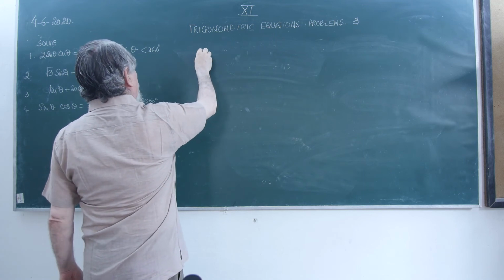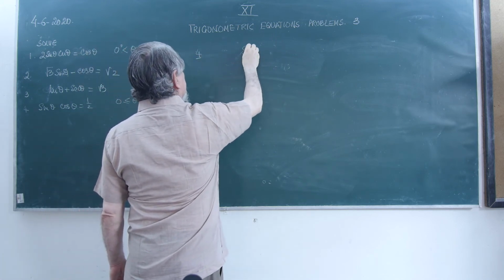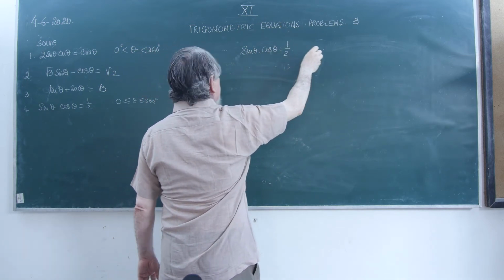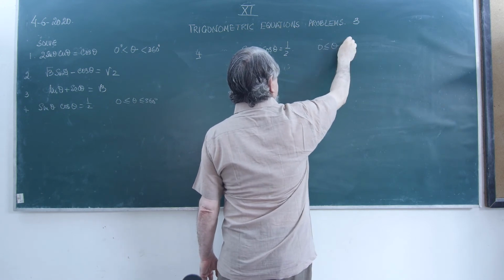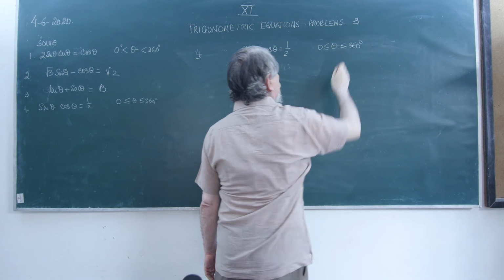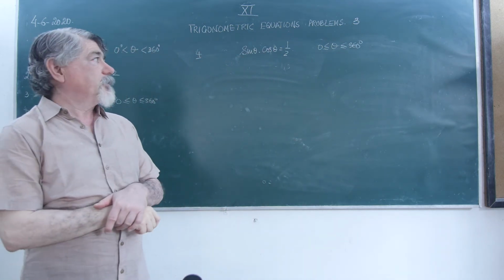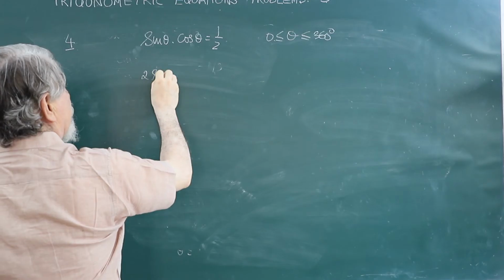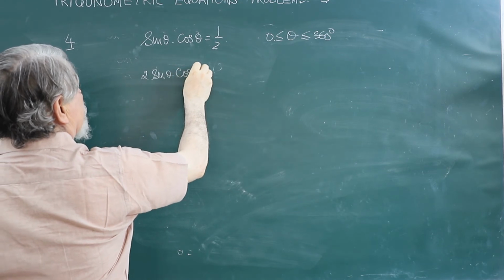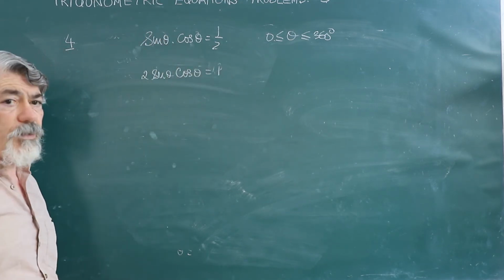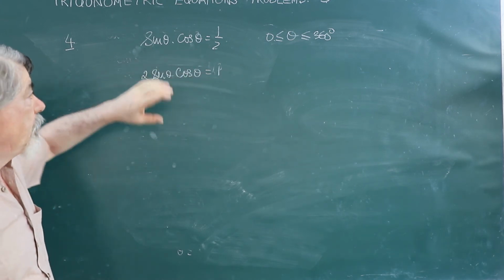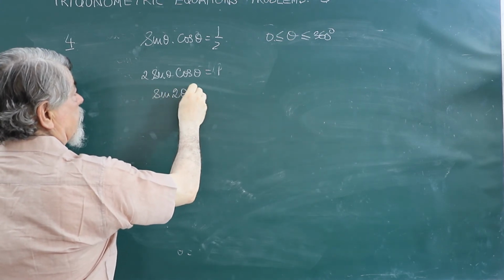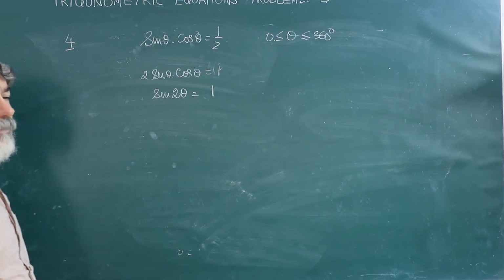Question number 4. I have sin theta cos theta is equal to 1 upon 2, where theta is greater than or equal to 0 and less than or equal to 360. So again we are looking for principal solutions, because between 0 and 360 it will become 2 sin theta cos theta is equal to 1. I cross multiplied and brought 2 up. Now 2 sin theta cos theta is sin 2 theta. So sin 2 theta is 1.